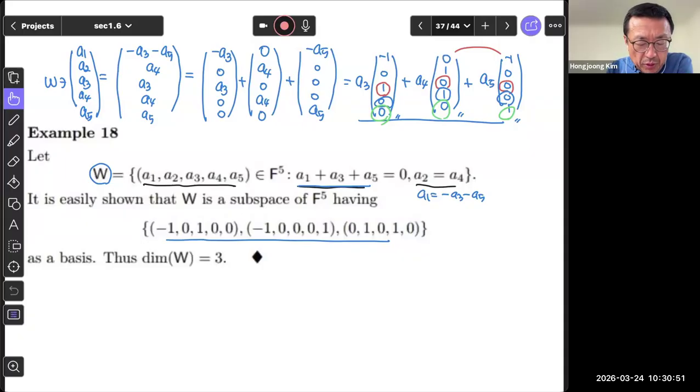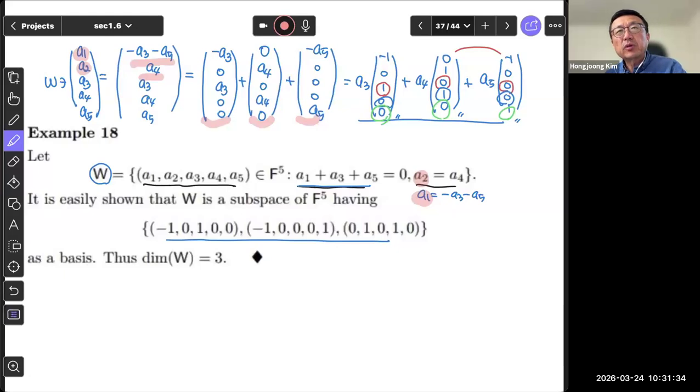So the idea was to describe A1 and A2 with respect to the other three entries. Then, given this solution, given this vector, I replaced A1 and A2 with these newly obtained expressions. And then I split the vector as the sum of three vectors, one having only A3, the second one only A4, and the third one only A5.